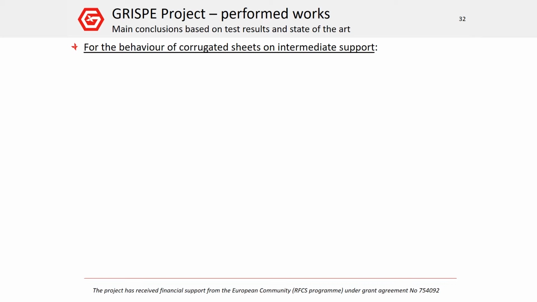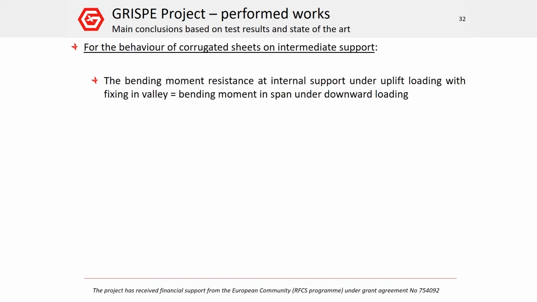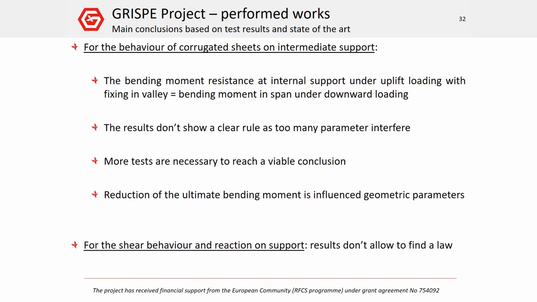For the behavior on intermediate support, under uplift loading and when the corrugated steel sheet is fixed in the valley, the bending resistance moment on support is equal to the bending resistance in span. Outside of this case, the results don't show a clear rule to apply, and further studies can be envisaged to determine precisely the influence of geometric parameters. This situation is the same for shear behavior and support resistance behavior.